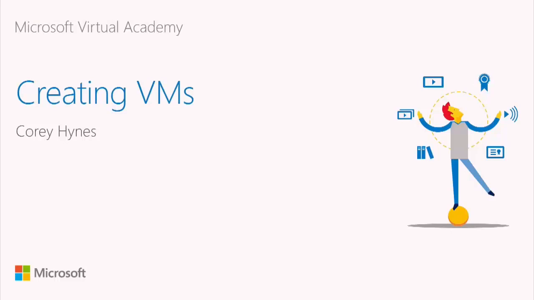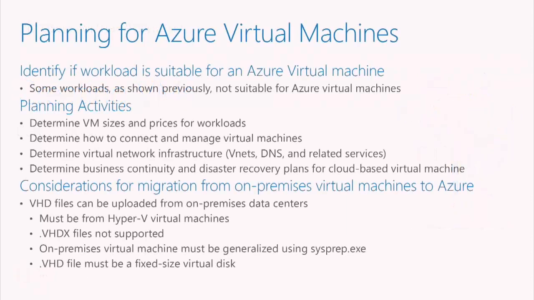In this next module, we're going to look at how we create virtual machines in Windows Azure. Now, to get started, we want to do a little bit of thinking, a little bit of planning. We don't just simply go in and create a VM. We've talked about what the workloads are that are suitable for Azure, and we obviously want to begin by determining, is the thing that we're going to put in this virtual machine even a suitable workload for Azure?